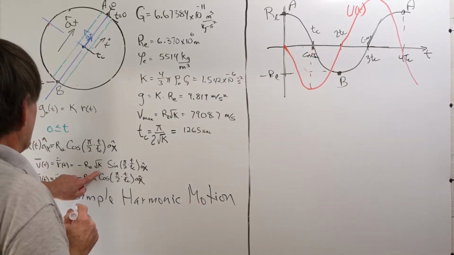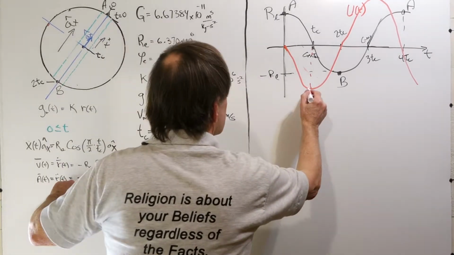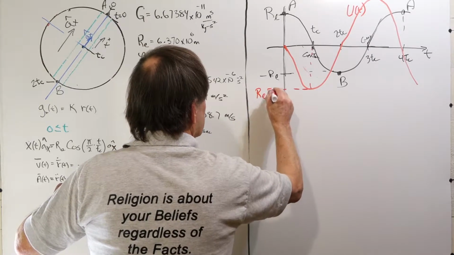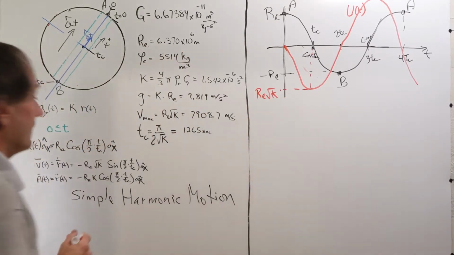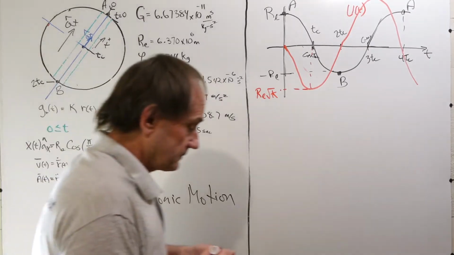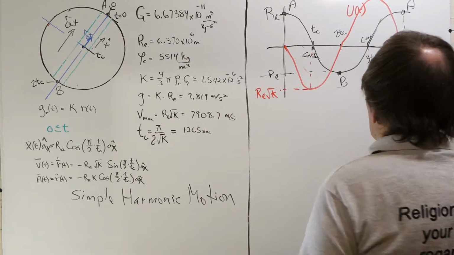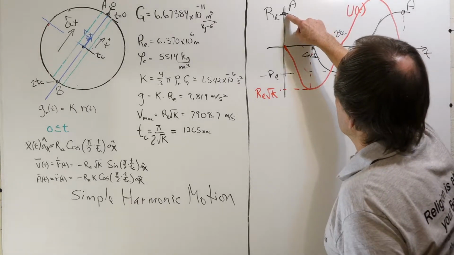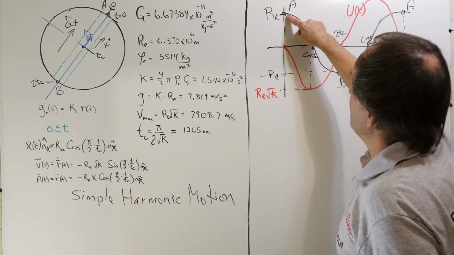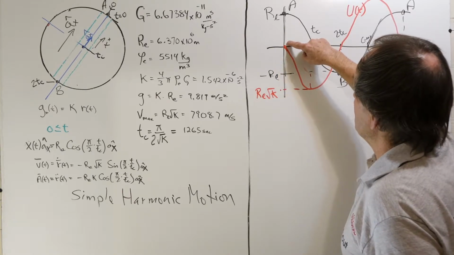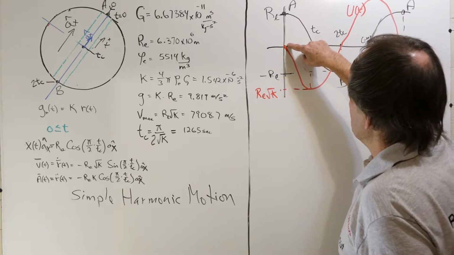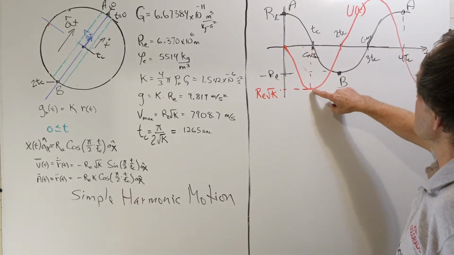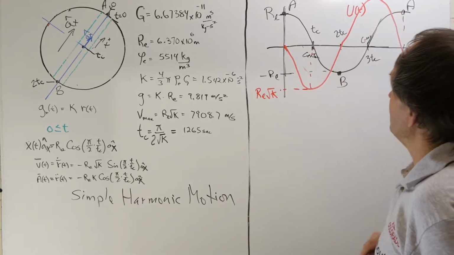And the maximum that our velocity attains is radius of the Earth times the square root of k. So the velocity and position are out of phase by 90 degrees. When the position is at a maximum relative to the center, the velocity is at a minimum, and when we're at the center, the velocity reaches a maximum, either in the positive or the negative direction.